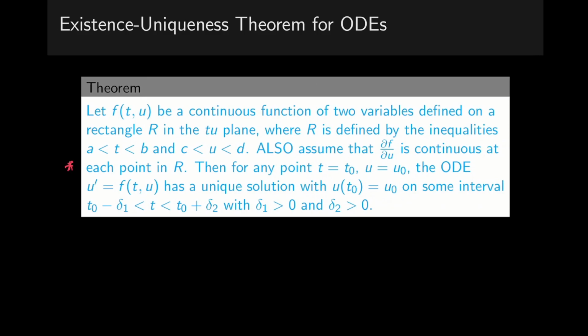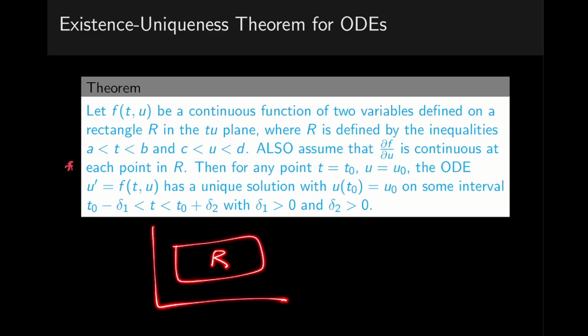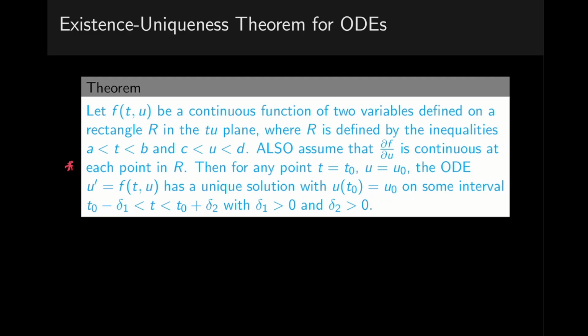So here is the statement of this theorem. I'm not going to have you guys prove it. It is well beyond the scope of this course to prove such a thing, but we do need to understand what it means. Okay, so I'll read through it. If we have a continuous function on the right-hand side, f of t, u, defined on a rectangle in the tu plane, defined by these inequalities like we did before. And we also assume that the partial derivative with respect to u is continuous at each point in R.